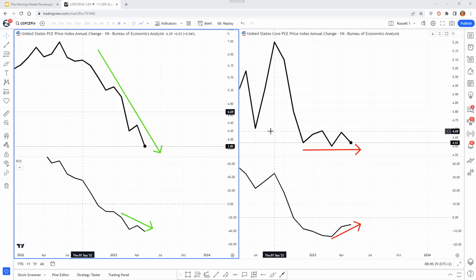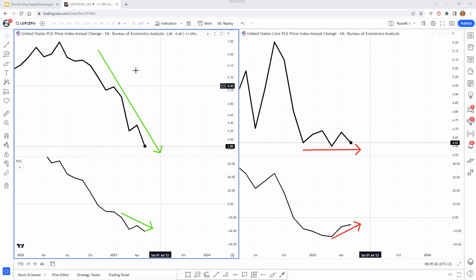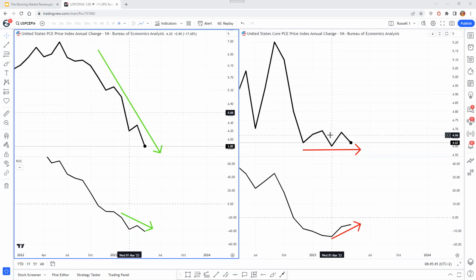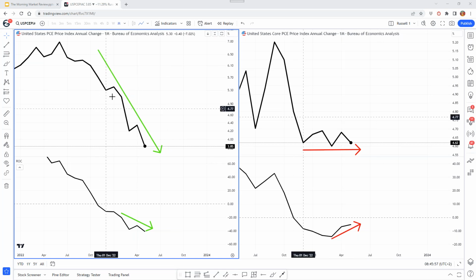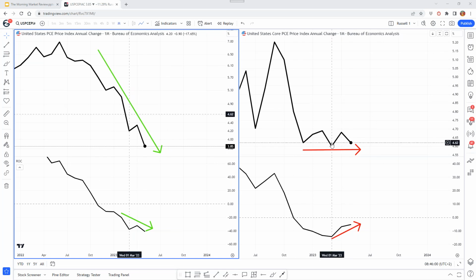What I think is happening is what we call a base effect. What I suspect, remember, the core doesn't have energy. The headline does have energy. So I would suspect a year ago we had very high energy prices. I think those energy prices have come down, and that's been reflected in the headline number, whereas we're not seeing that in the core.